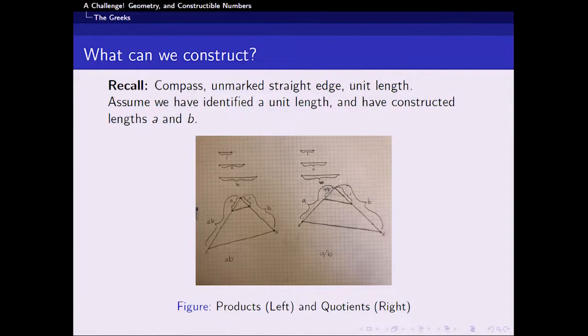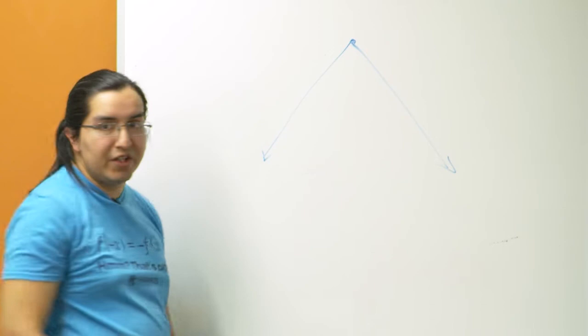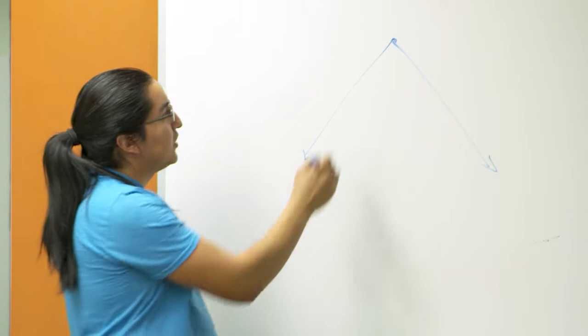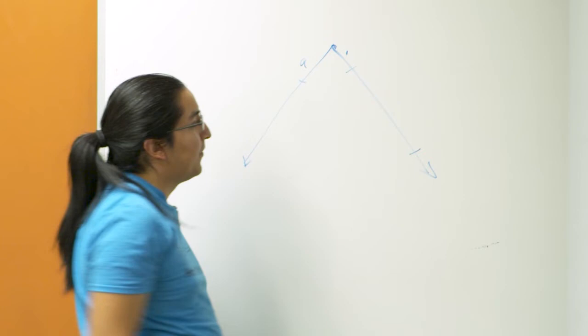Similarly, we can construct products and quotients. These are a little bit more involved, so I'll go ahead and demonstrate it. But the idea is that if you start with a point, and then you draw two rays that are non-collinear, in other words, they don't form a straight line, then you can construct segment A somewhere right here. And then your unit length, as well as segment B somewhere over here. So this would be B.